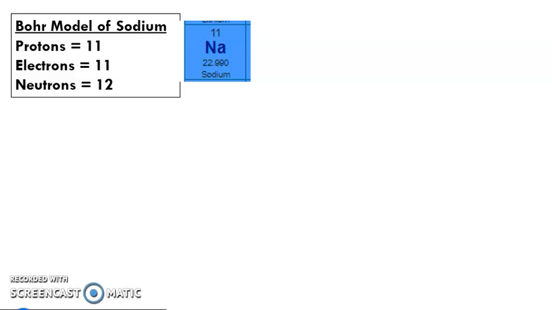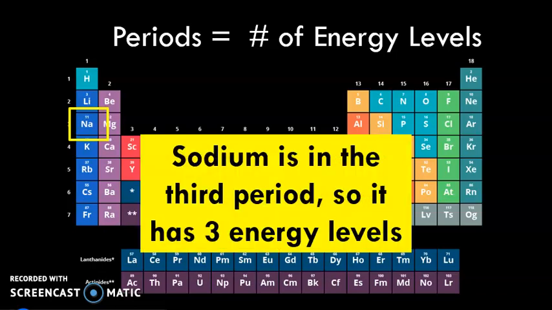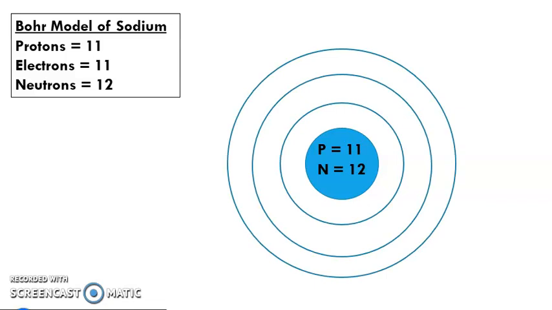Now, that's a lot of information, but it's not everything else we need. The last bit comes from its position on the periodic table. So we find sodium and recognize that it's in the third row down. That means that sodium has 3 energy levels. Time to start drawing. So we start again with our nucleus. We're going to place our protons and our neutrons on the inside, 11 protons and 12 neutrons. Now let's draw in our 3 energy shells.